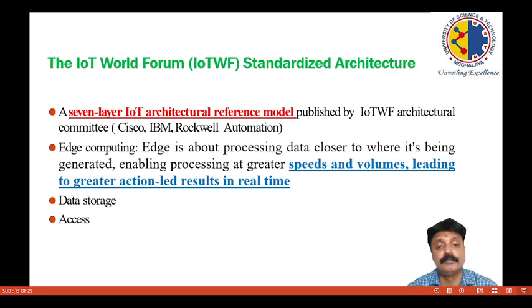Now the IoT World Forum standard architecture. It is a seven-layer IoT architecture reference model published by the IoT World Forum Architectural Committee, Cisco, IBM, Rockwell Automation. In this, edge computing, data storage and access are the considerations. The edge is about processing the data closer to where it is being generated, enabling processing at greater speed and volumes, leading to greater action and results in real time. So the data is processed at the generation point itself, and the generated data is stored in the data store, which will be used for access purposes.